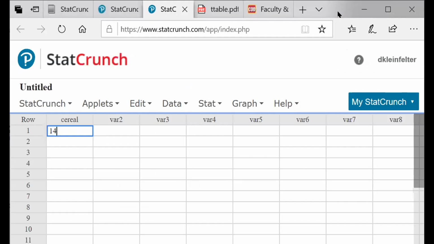So it was 14.6, 13.8, 14.1, 13.7, 14.0, 14.4, almost done, 13.6, and 14.2. All right, so we've got our 8 values in there.